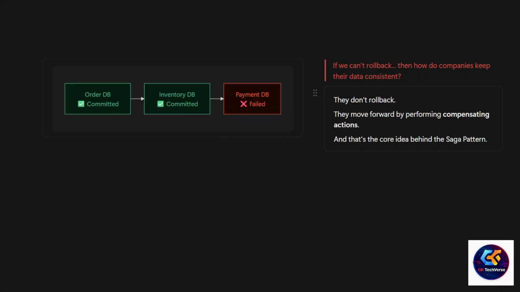But the question is, if we can't roll back, then how do companies keep their data consistent? The answer is surprisingly simple. They don't roll back. They move forward by performing compensating actions. And that's the core idea behind the Saga pattern.